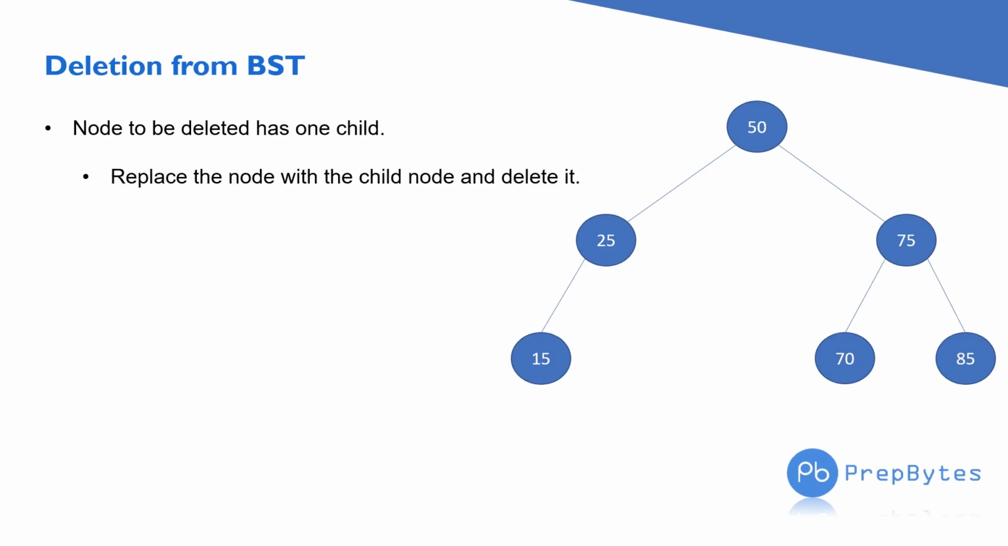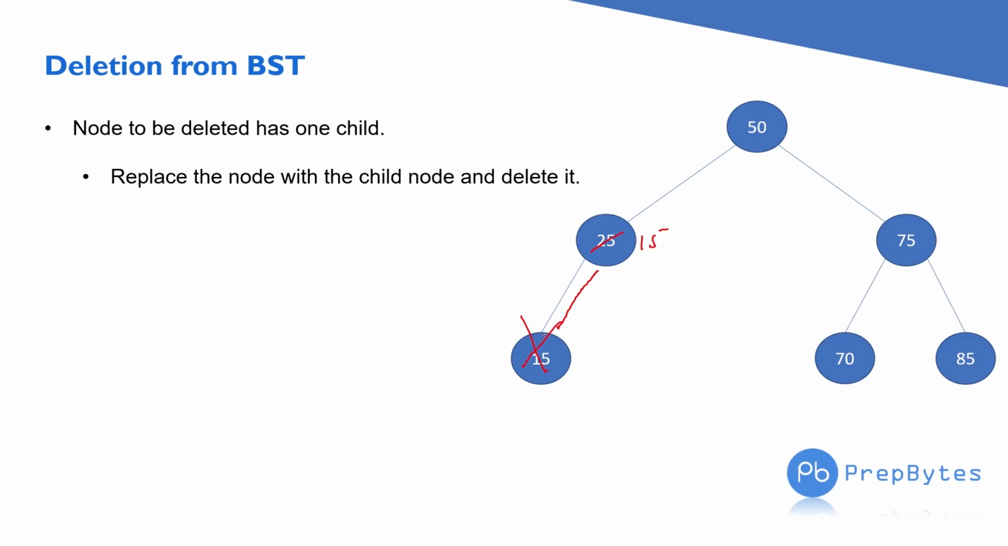Next case is the node to be deleted has a single child. If the node that is to be deleted has a single child, for example, I want to delete 25. So 25 only has one child, that is 15, and it does not have a right child. It only has a single child. So in this case, replace the node with its child node. So replace this 25 with 15 and delete this 15.